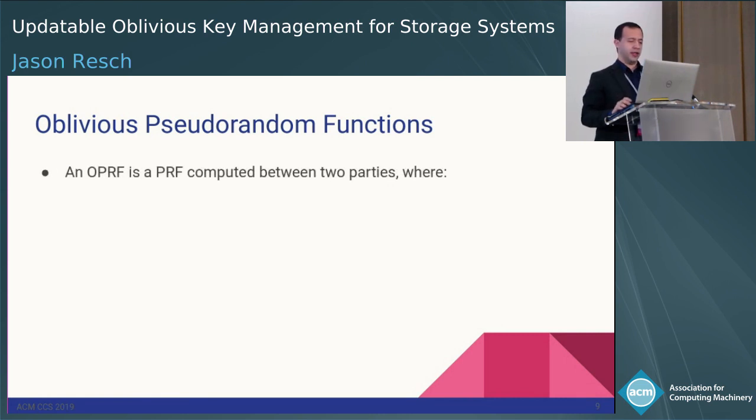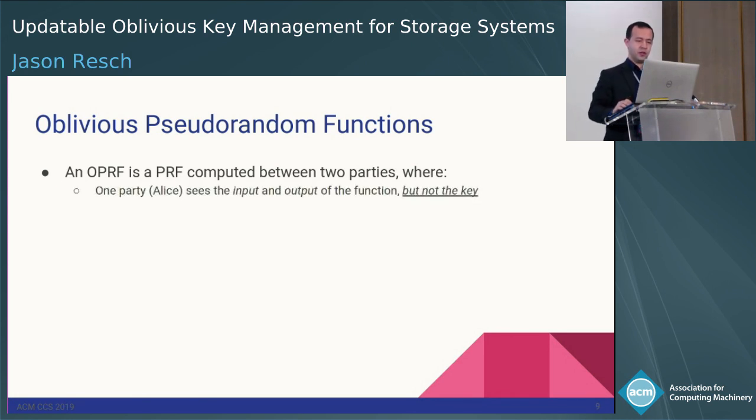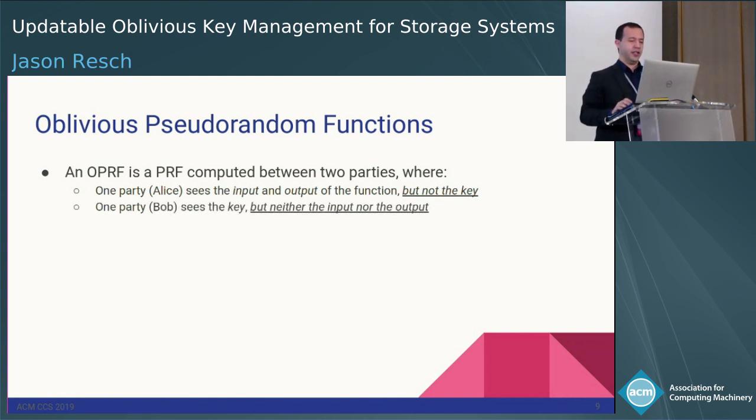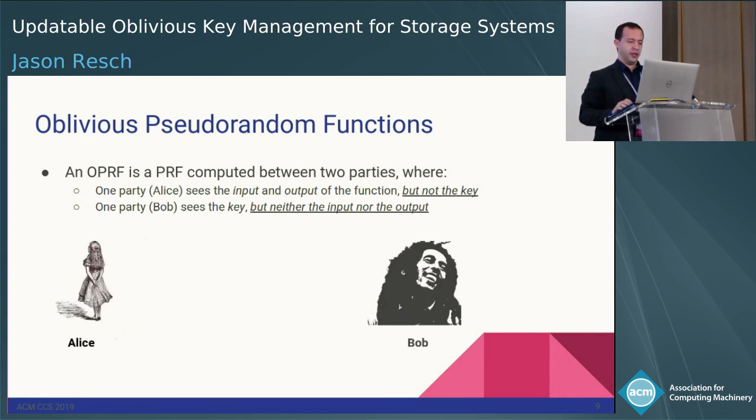An OPRF is a lot like a conventional PRF, except it's computed by two parties. One of those parties has access to the input and the output of the function, but not the key. The other party has access to the key, but learns neither the input nor the output. So here we have our two parties, Alice and Bob. The first party, Alice, starts with an input she wants to run through the OPRF. Let's call that input X. Bob starts off with his key, K.